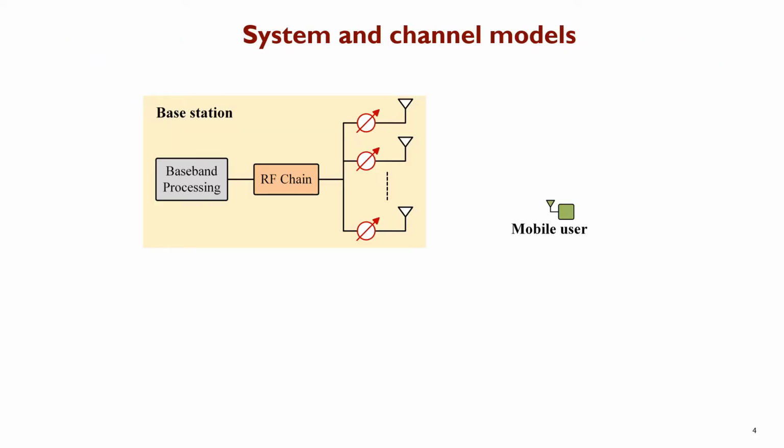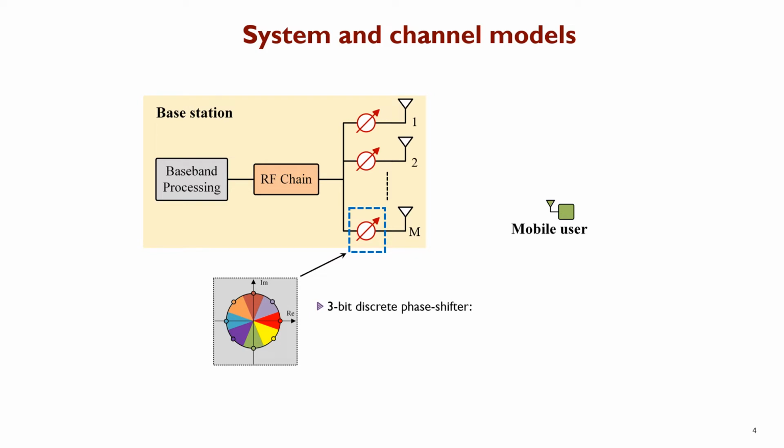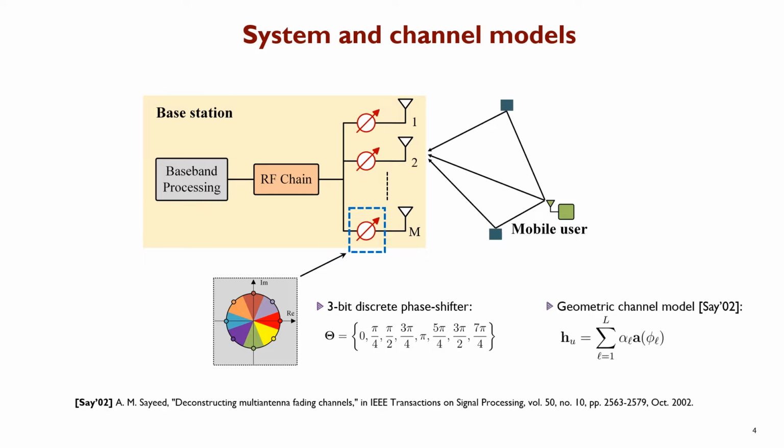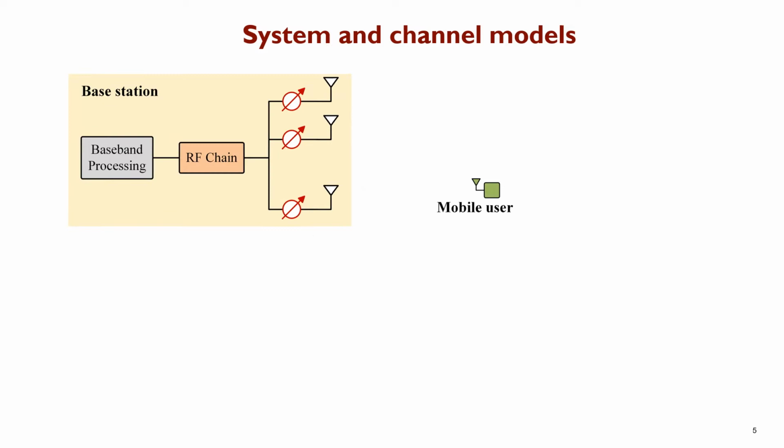So in our paper, we consider a fully analog system where we assume that the base station has M antennas and adopts quantized phase shifters, meaning that the phase can only take values from a discrete set. For example, with a 3-bit discrete phase shifter, the phase values can only be taken from this set with 8 different values. We also adopt a general geometric channel model, and we assume that the channel between the mobile user and the base station is a summation of L paths with different path gains and angles of arrival.